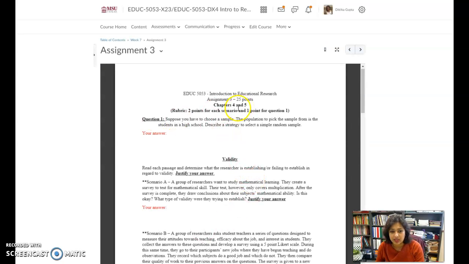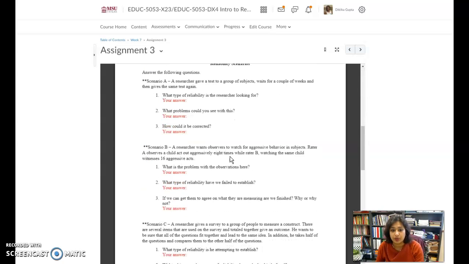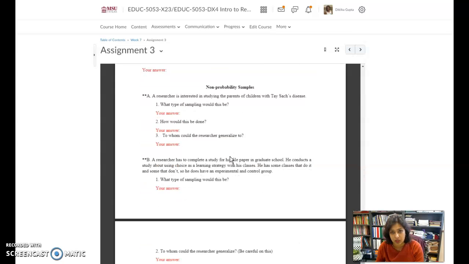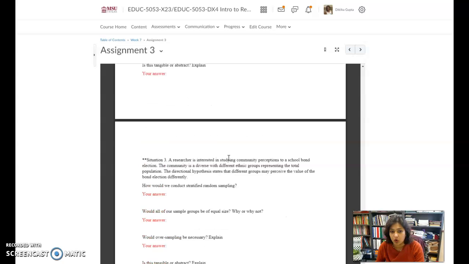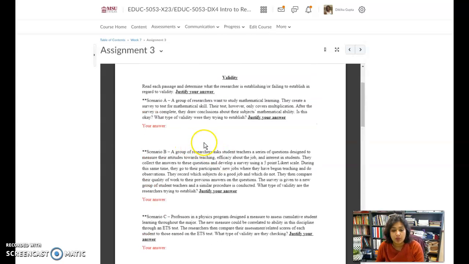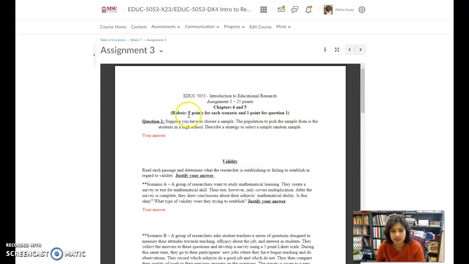So for your assignment 3, you are answering questions on validity, reliability, and sampling, the probability sampling and non-probability sampling. These are all in chapters 4 and 5. When you answer, please make sure that you are using a different color so that I can see your answers. And then the scoring is given, how is it scored for each of them.